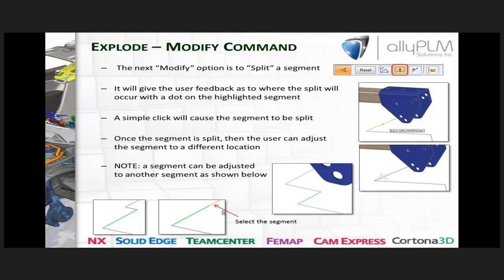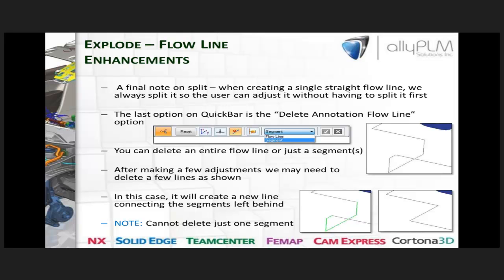The next part of the modify command is the split option, and you can use this to split segments so that when you modify and drag them, you can jog them around other parts, for example. And I'll show you all this in a couple examples. When you create a single straight flow line, it automatically splits it into multiple parts for you, so that if you modify it, it'll break it apart automatically for you.